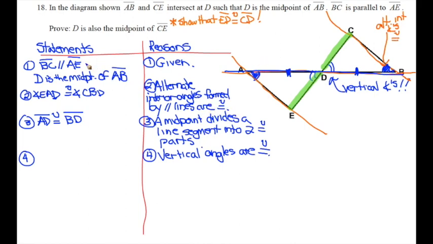We can say that because it was said in the first statement that those lines connected with them are parallel. Part 3 here, I go on to say that AD is congruent to BD, again, because we were told that D is a midpoint, and that also is covered here in step 1. I can now say a midpoint divides a line segment into two congruent parts.